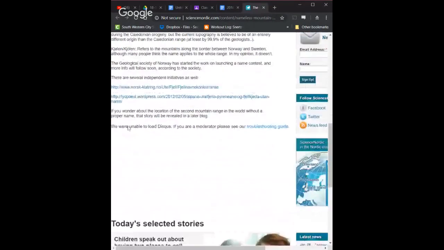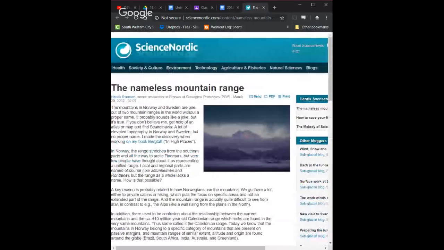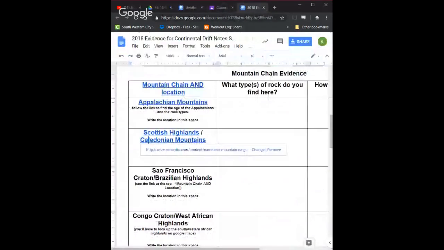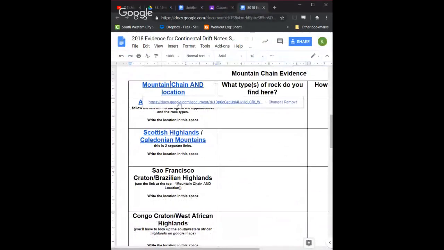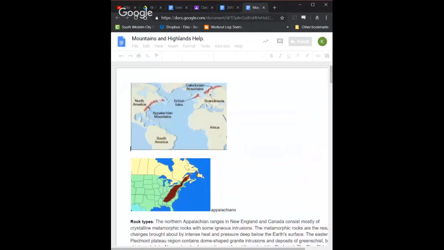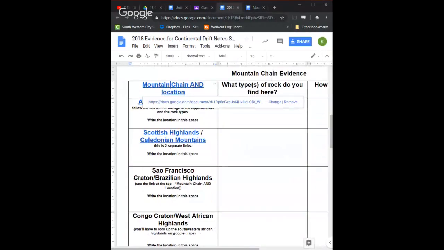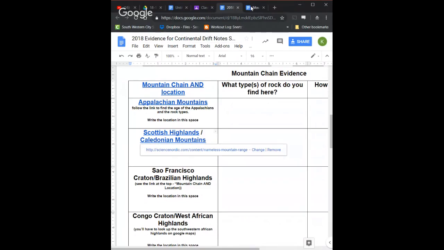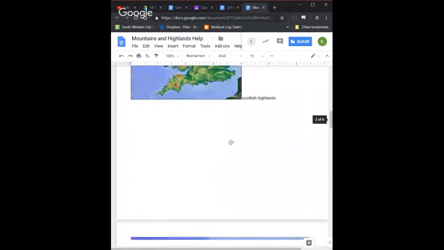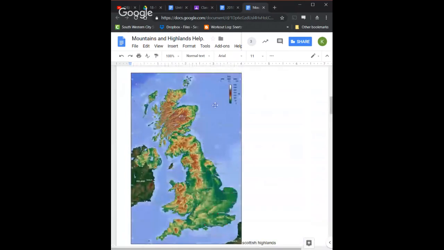Okay, this page is not going to tell us what you asked. So what we're going to do is go back and look for mountain chain and location. This is the second one, so it'll be below anything about the Appalachians. So the Scottish Highlands, the Caledonian Mountains, we are going to go looking for that. Okay, here's the Scottish Highlands, and here is the map showing what it kind of looks like. These red areas are areas of higher elevation.